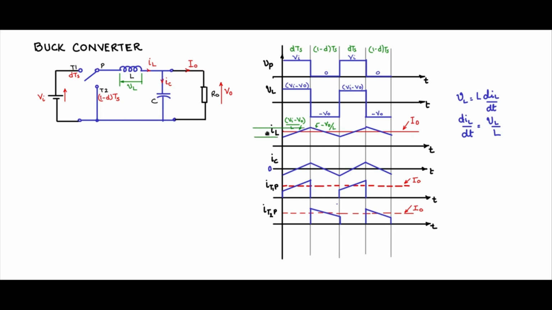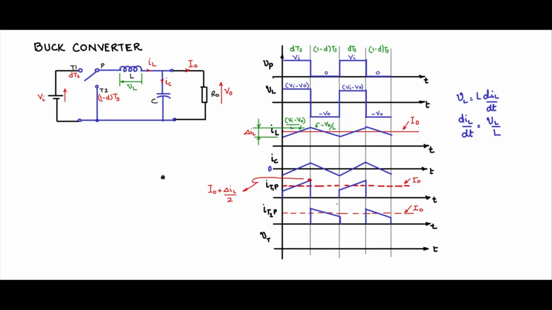If you take the inductor current peak to peak ripple, we will call that delta IL. If you take the peak value of the current flowing in T1P, it is level I0 plus delta IL by 2. From here to here is delta IL. So from level I0 to peak, it is delta IL by 2. This can be used for designing the switches, rating the switches.